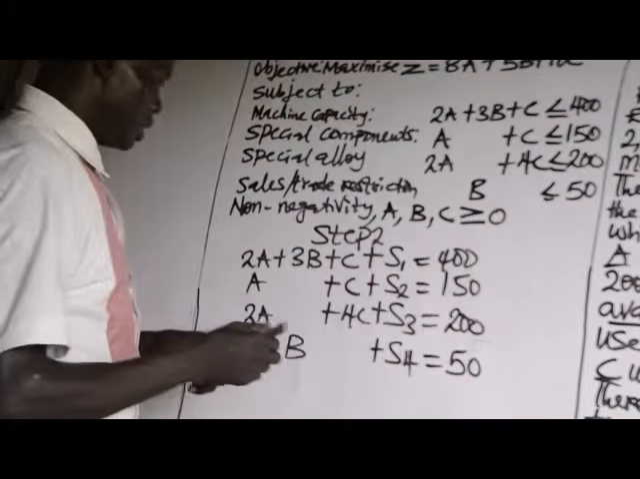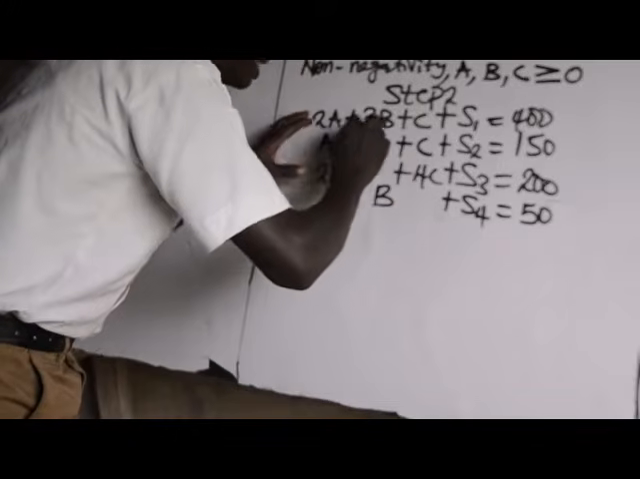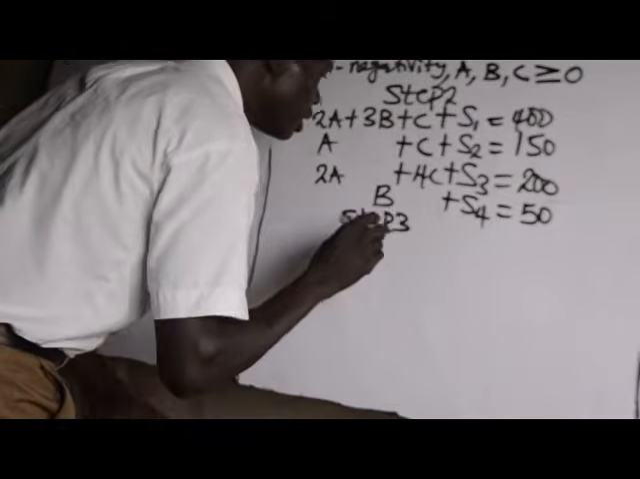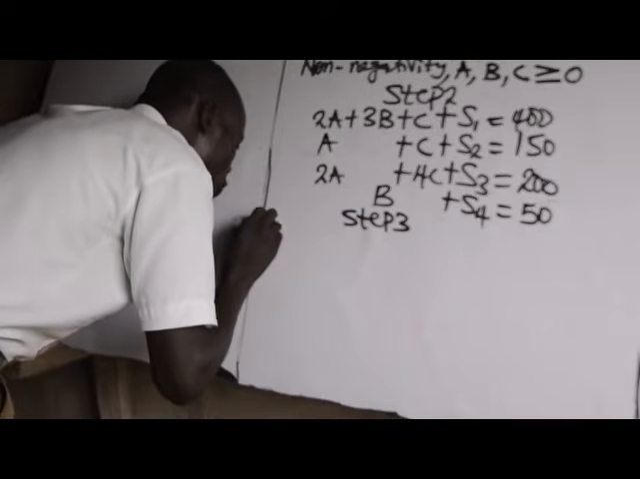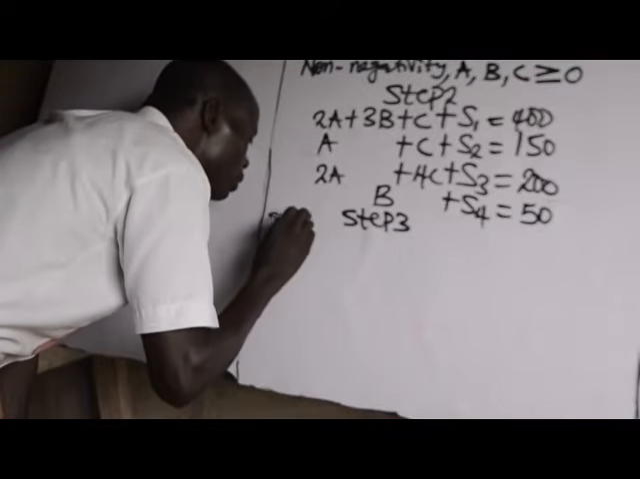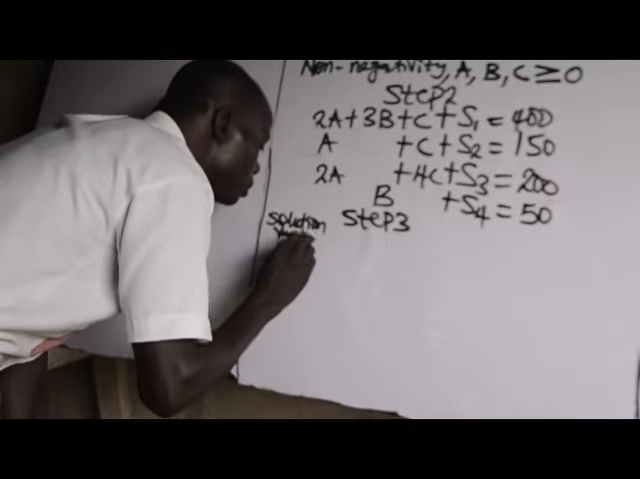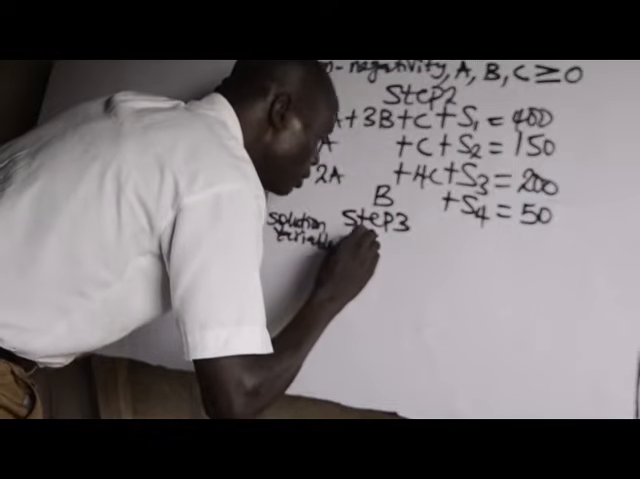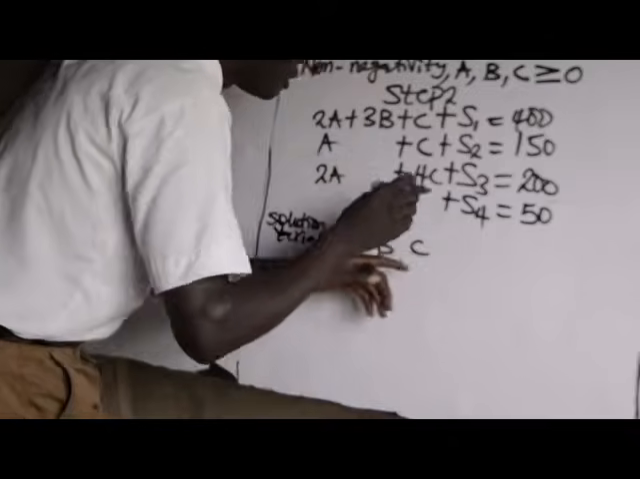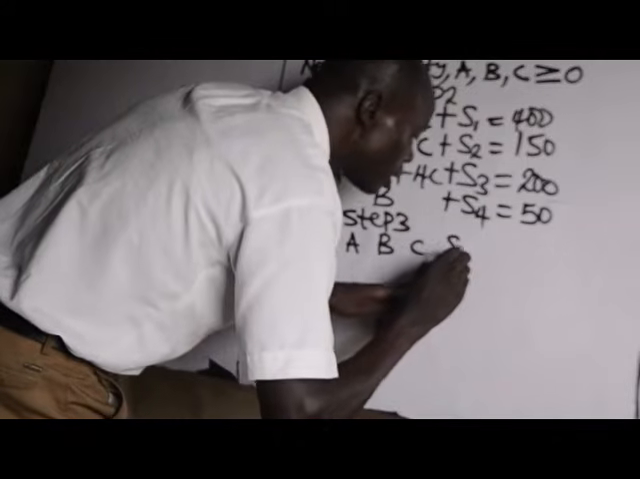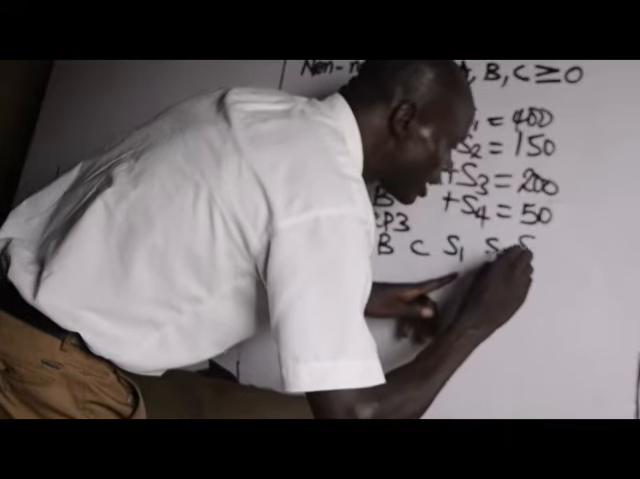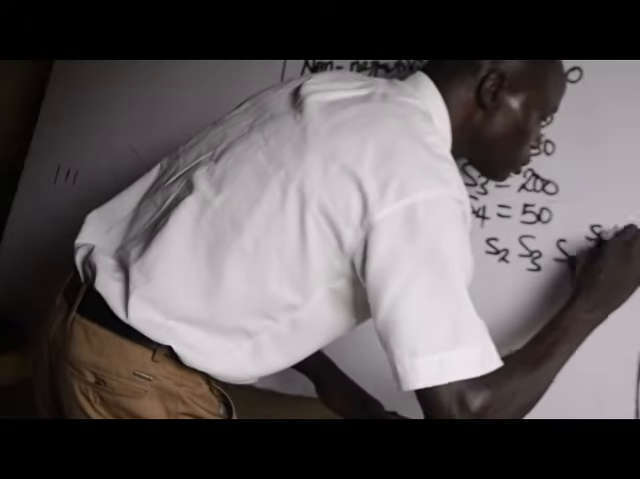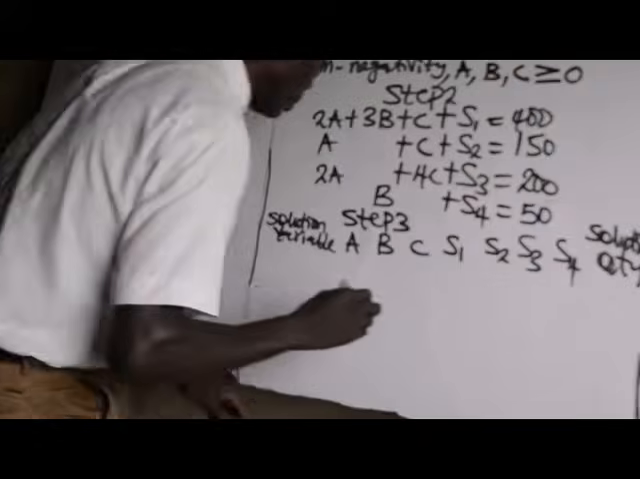That is step 3. You arrange this equation in matrix form. Let's arrange the equation in matrix form. We have the solution variable, and we have variables A, B, C. Then you have 4 slacks: slack 1, slack 2, slack 3, slack 4. Then solution quantity.